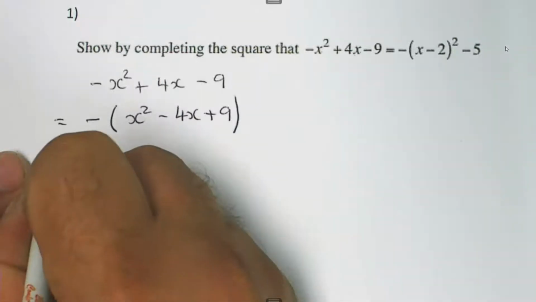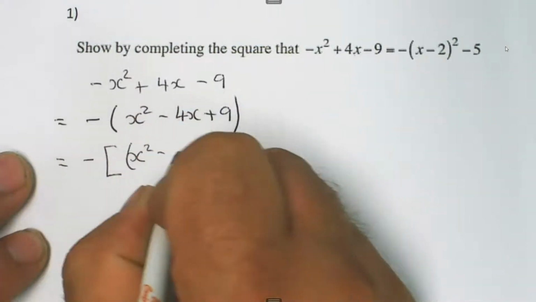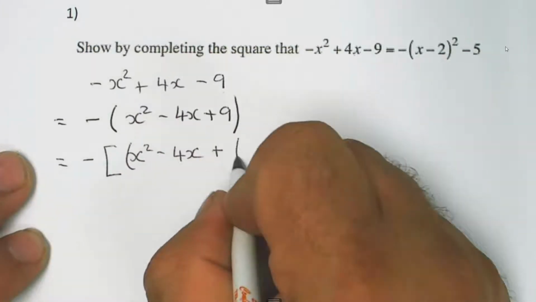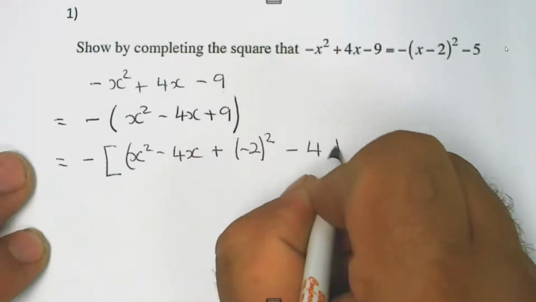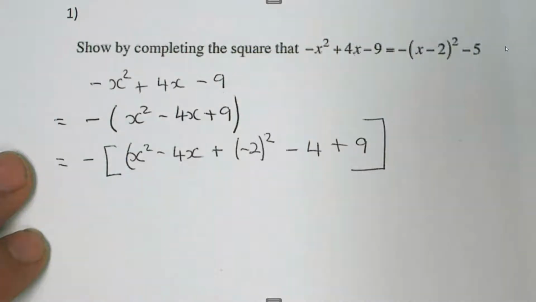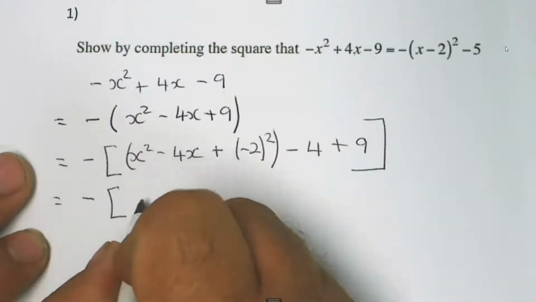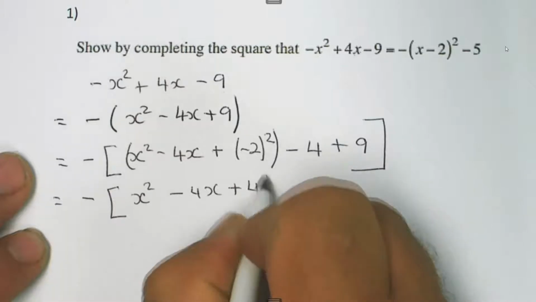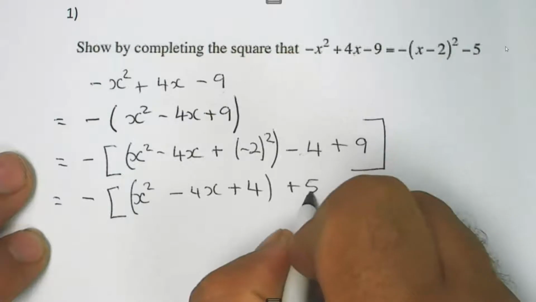Your next step is to keep the first two terms, so I keep x² - 4x. I add half the coefficient of x, which is (-2)². If I add 4, I subtract 4 and then I add 9. This becomes -(x² - 4x + 4), and -4 + 9 is +5.